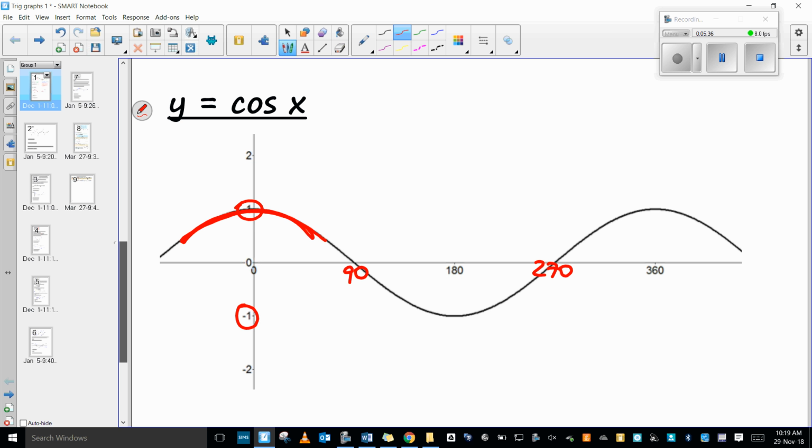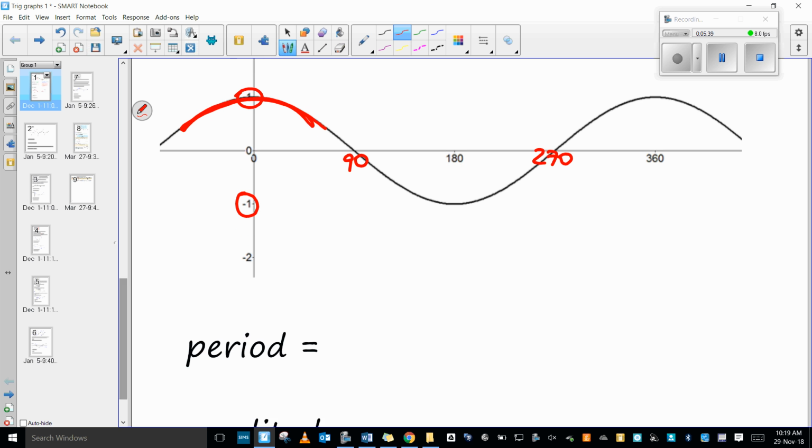Period, again, how long does it take to do one cycle? So if I take my 2 peak points, it's 360 degrees again.